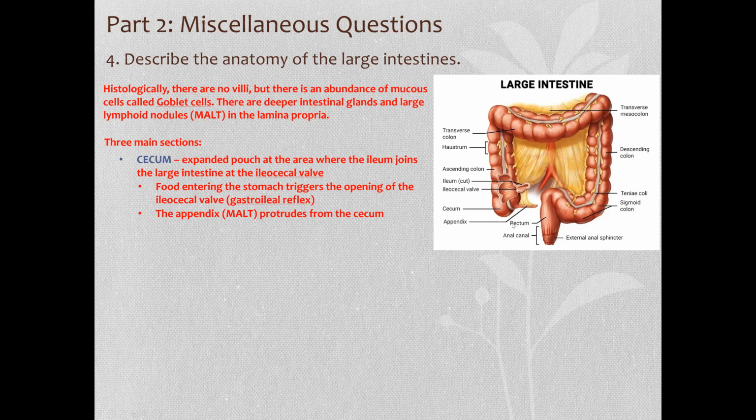The appendix protrudes from the cecum, and the appendix is also MALT, which is mucosa-associated lymphoid tissue. So that is part of the lymphatic system.